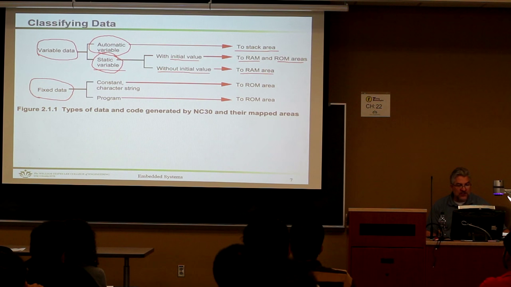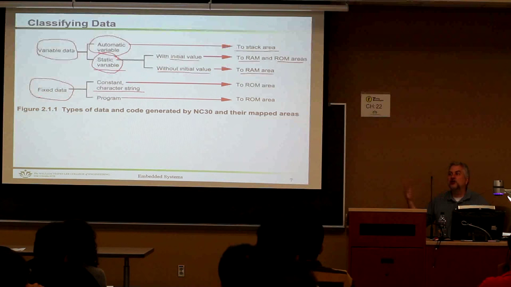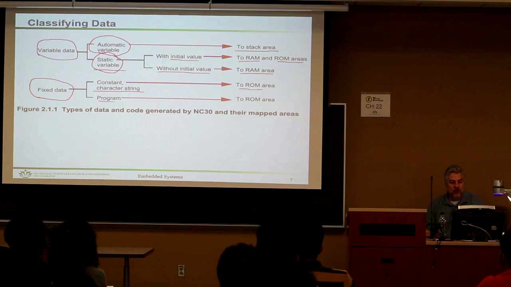You could also have fixed data: constants, character strings. A good example is if you want to display something on a screen, like an introduction screen. That is going to be stored in ROM because it's never going to change. And of course, your program is going to be stored in the ROM area as well. And the ROM that we use is called Flash.